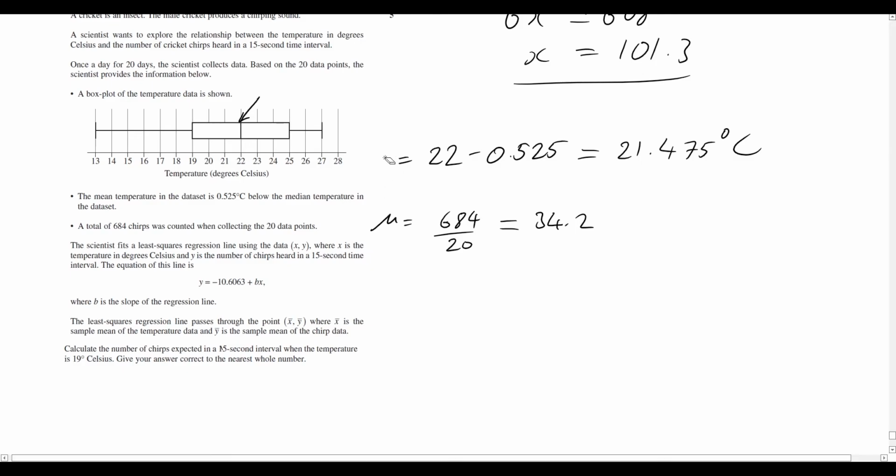So what we should probably do now is go back and redefine these as the average x and the average y, just so that we're keeping up to date with our notation here. Okay, so the least squares regression line passes through the point (x average, y average). Fantastic. So our averages, where x average is the sample mean of the temperature data, and y average is the sample mean of the chirp data. So we've already found those two, so that's fantastic. So then it asks us, calculate the number of chirps expected in a 15-second interval when the temperature is 19 degrees Celsius, and give your answer correct to the nearest whole number.